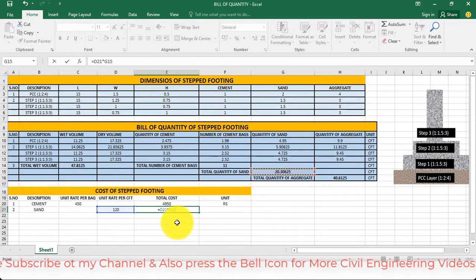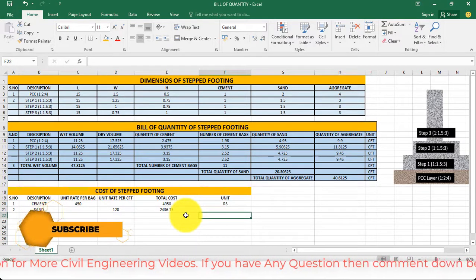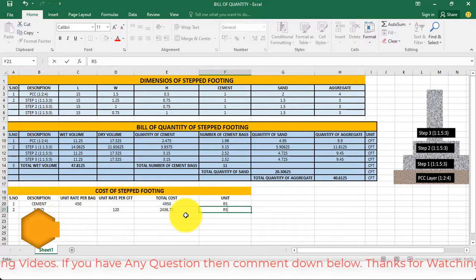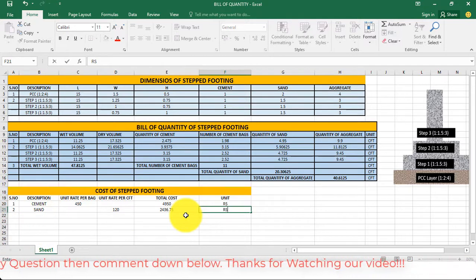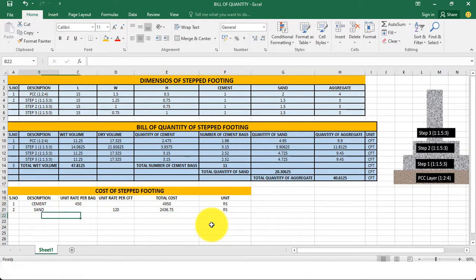And it will become 2,436.75 rupees. So the total cost of sand is 2,436.75 rupees. Next is I have to calculate the cost for aggregate. So in serial number I will write 3. Then in the description I will write aggregate.